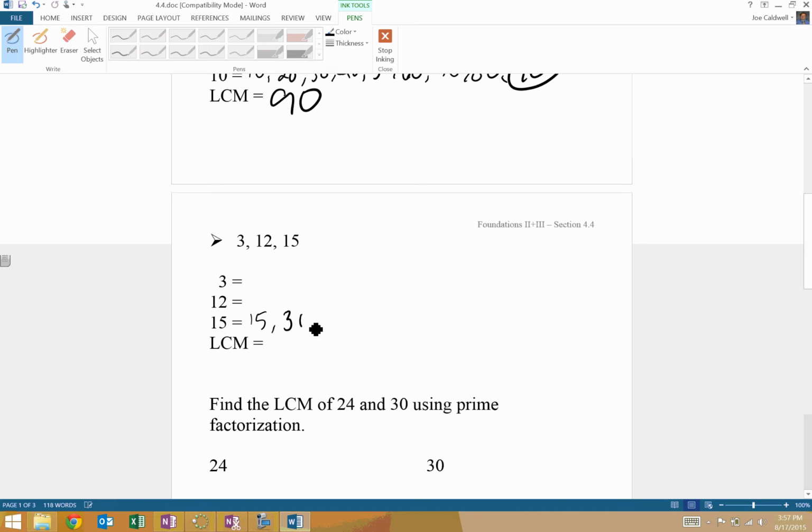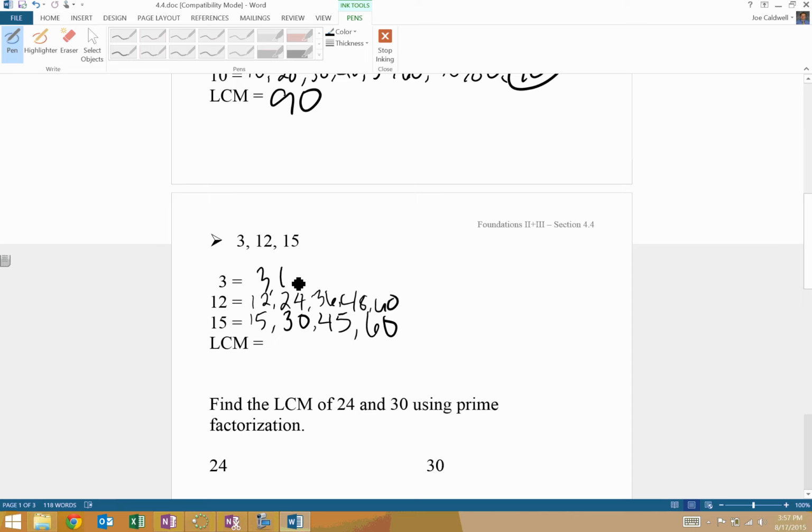30. 3 goes into 30, but 12 does not, so that's out. 45. 12 going into 45? No. 60. 15 goes into 60. For 12, we could think of some there: 12, 24, 36, 48, and 60. So I think we have a match.